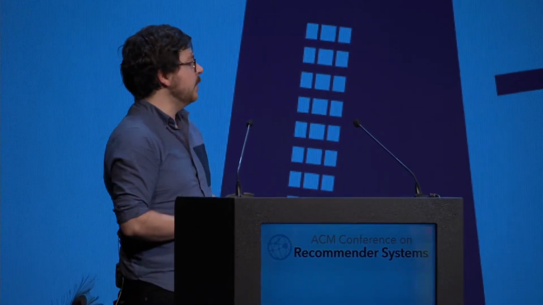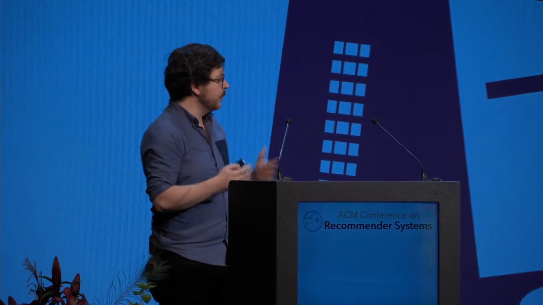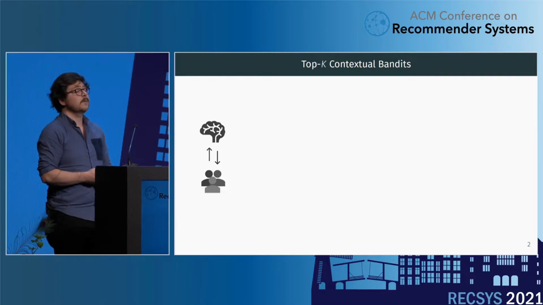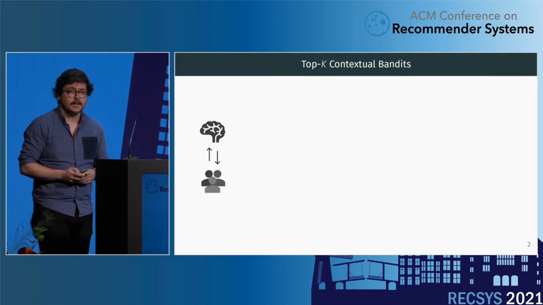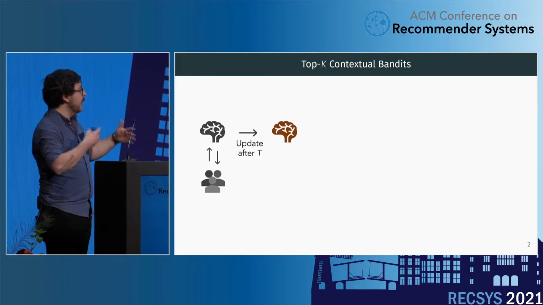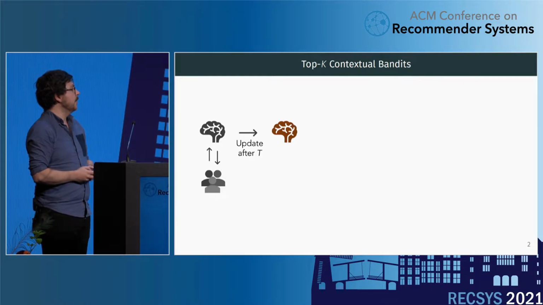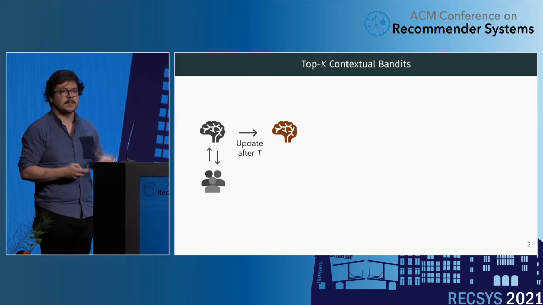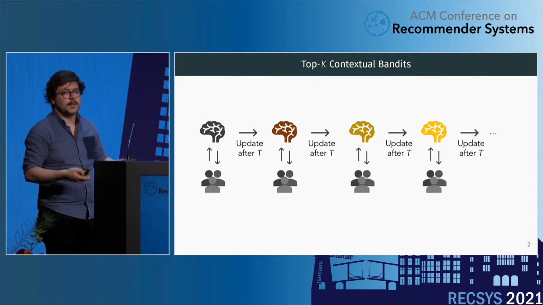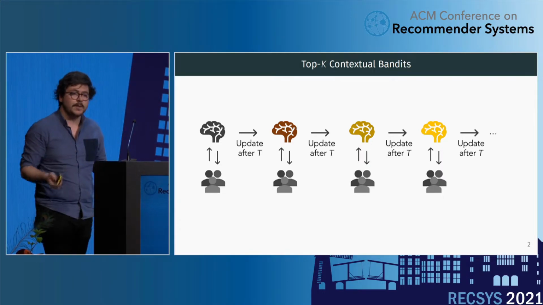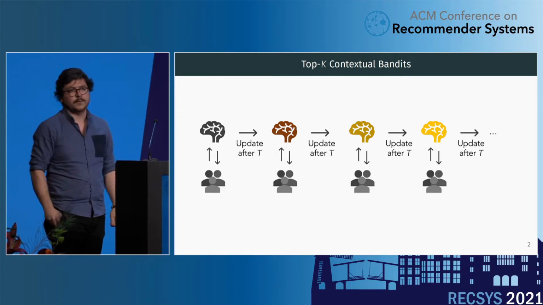We are dealing with an on-policy setting, so this means that we have an agent that is going to show things to users and then see what happens and then learn from this. After a certain number of rounds, there will be a model update, and then this new model will also be able to show things to users. And then after a certain amount of rounds, there will be a new model update. This keeps on happening, and the goal is for the model to keep improving over time.